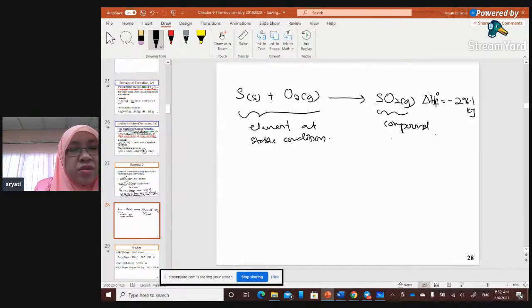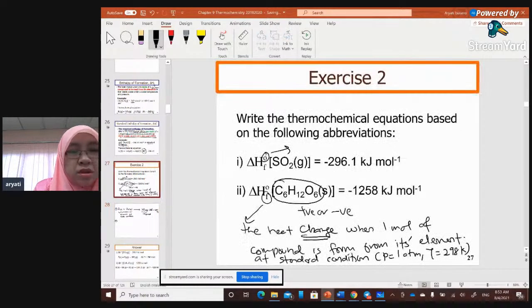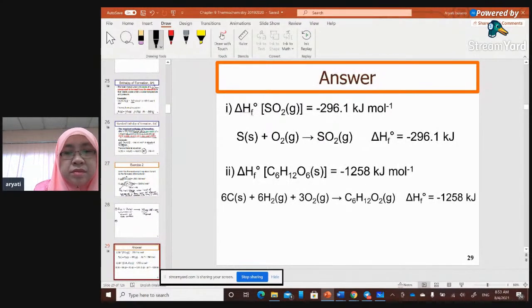Okay, yang kedua. This is number 1. Okay, number 2. Write the thermochemical equation for C6H12O6 for delta enthalpy of formation. Okay, enthalpy of formation.